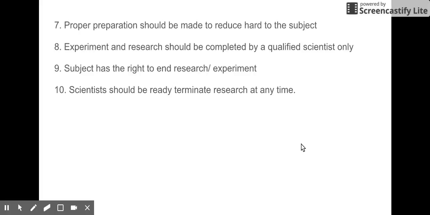Subject has the right to end research or experiment. So unlike the participants in the Nazis' experiments, who didn't have a choice of whether they did it or not, or whether they continued with it or not, here our participants can say, oh yeah, let's carry on, or no, I don't want to do it anymore and I don't want my data to be released to anyone. And the scientists should be ready to terminate research at any time.